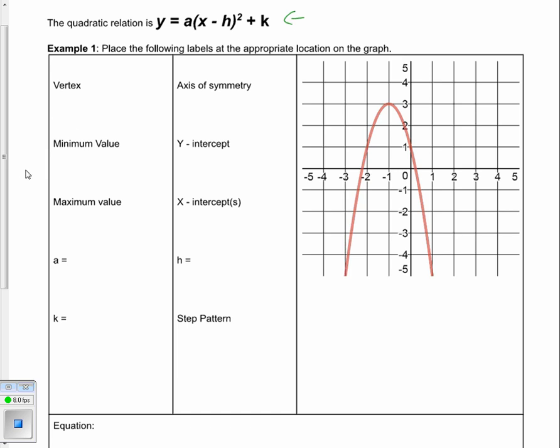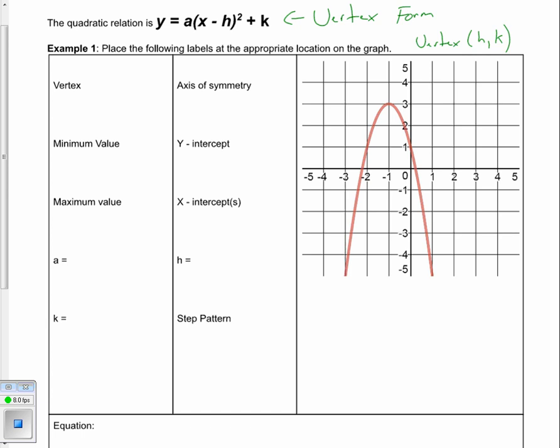And the reason why we call it the vertex form is because the vertex is always found by the h, k values. Okay? So the fact that we can visually see the vertex on this parabola allows us to identify two of the three unknown coordinates. We can figure out h and k from just looking at this graph.